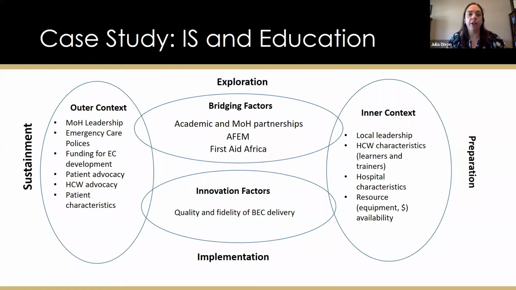Relevant factors for the outer context included leadership at the Ministry of Health, general emergency care policies, and funding for emergency care development, and just general advocacy for healthcare workers and patients. The main bridging factors were the relationship between several universities and the Ministry of Health, as well as the African Federation for Emergency Medicine, which is AFEM. And then for our particular case study, the innovation factors didn't play as significant of a role. We delivered the course over those 5 days as originally intended, but this could change depending on your educational intervention.